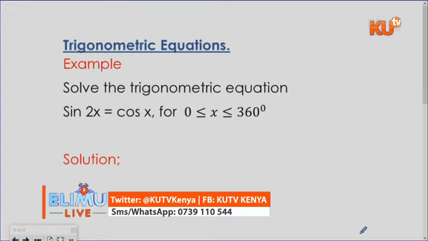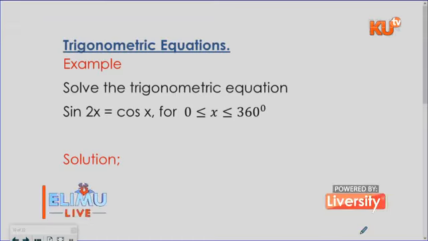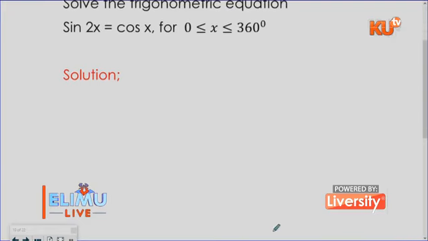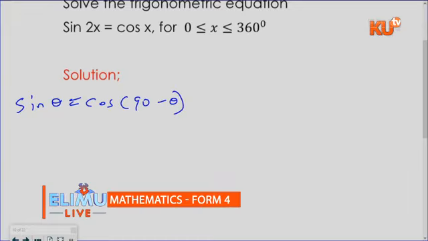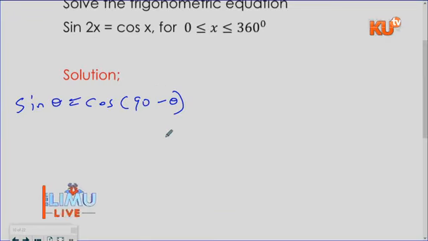And here I'll take you back to Form 2. As I said earlier, this is just a revision of what we already know. Let me remind you what we did in Form 2. We were saying that sine theta is equal to cos of 90 minus theta. These angles are called complementary angles. If you add this theta to this angle here, it should give you 90 degrees.